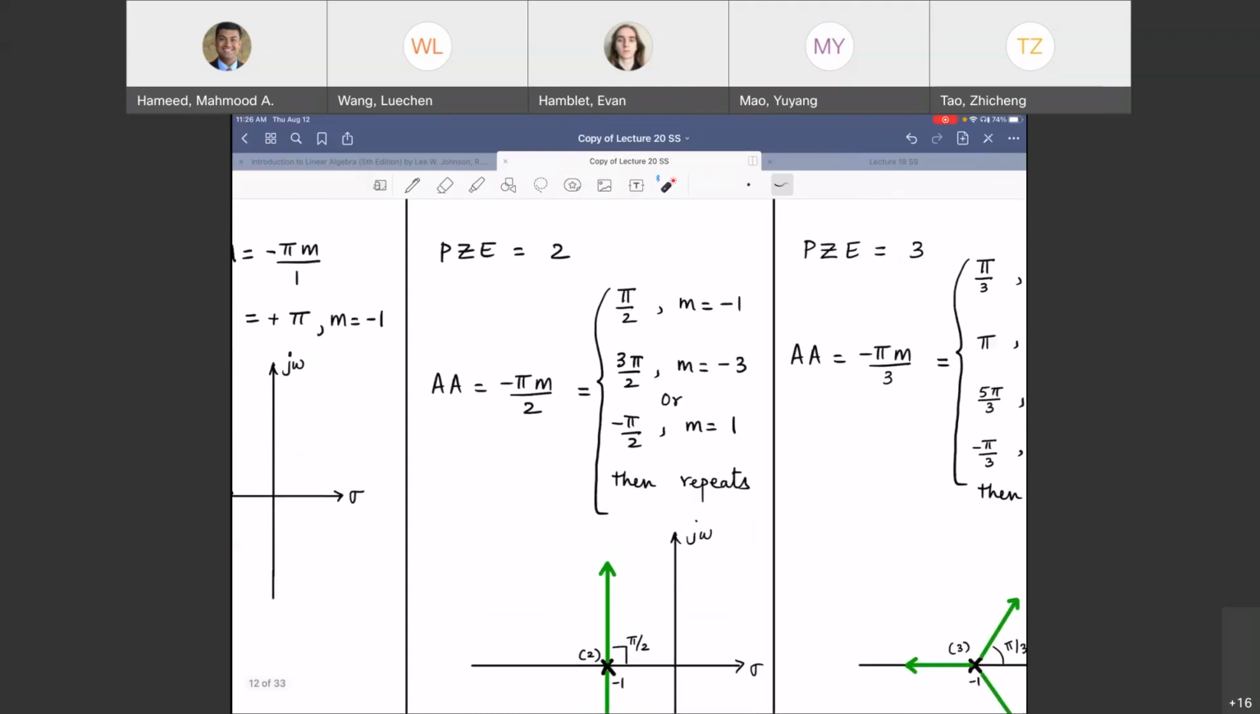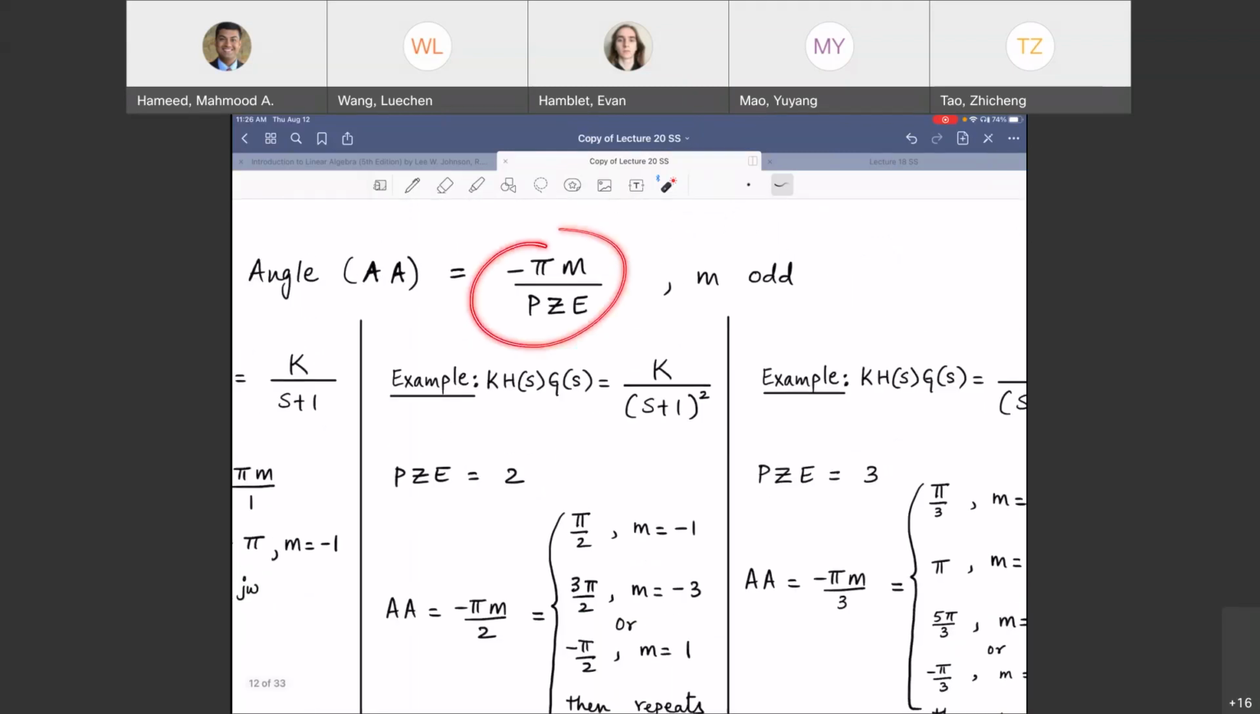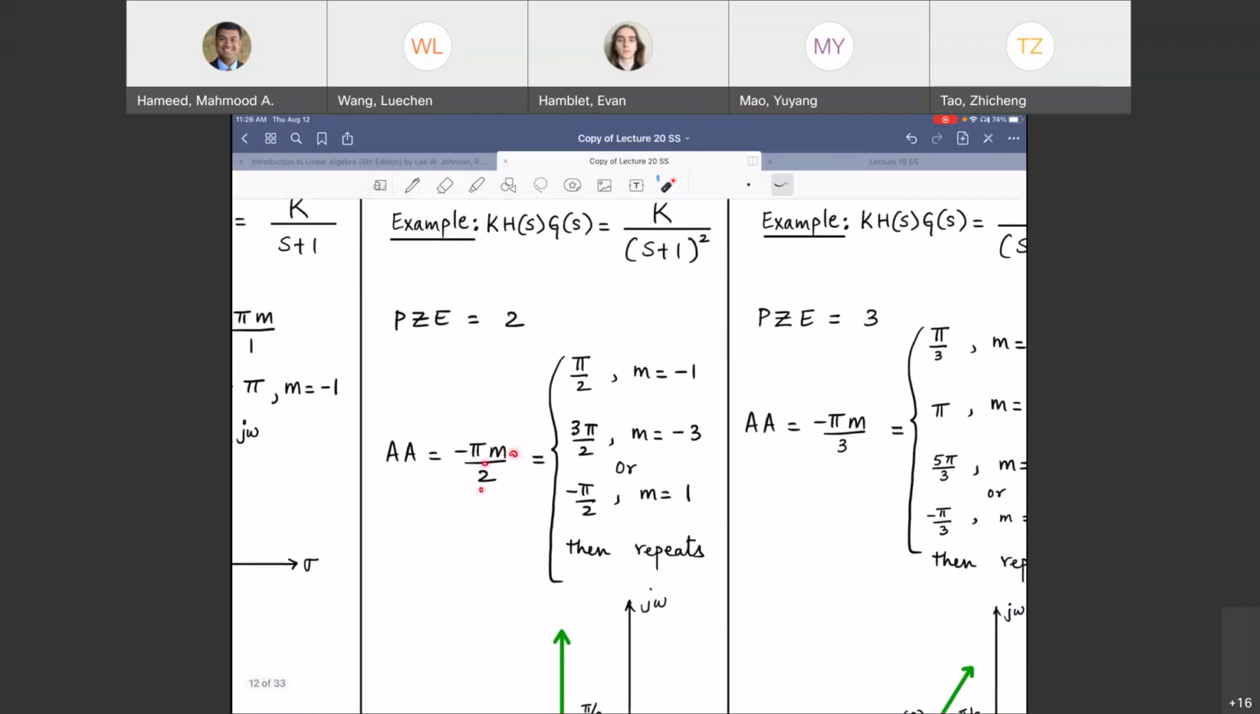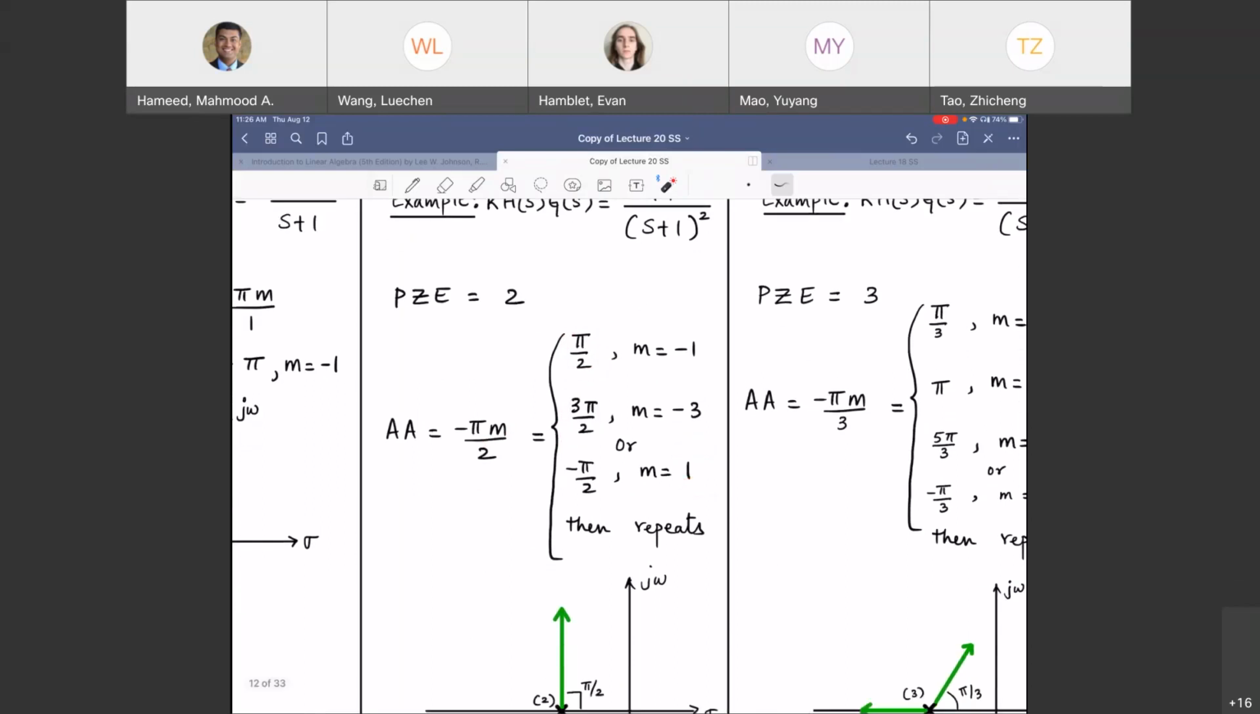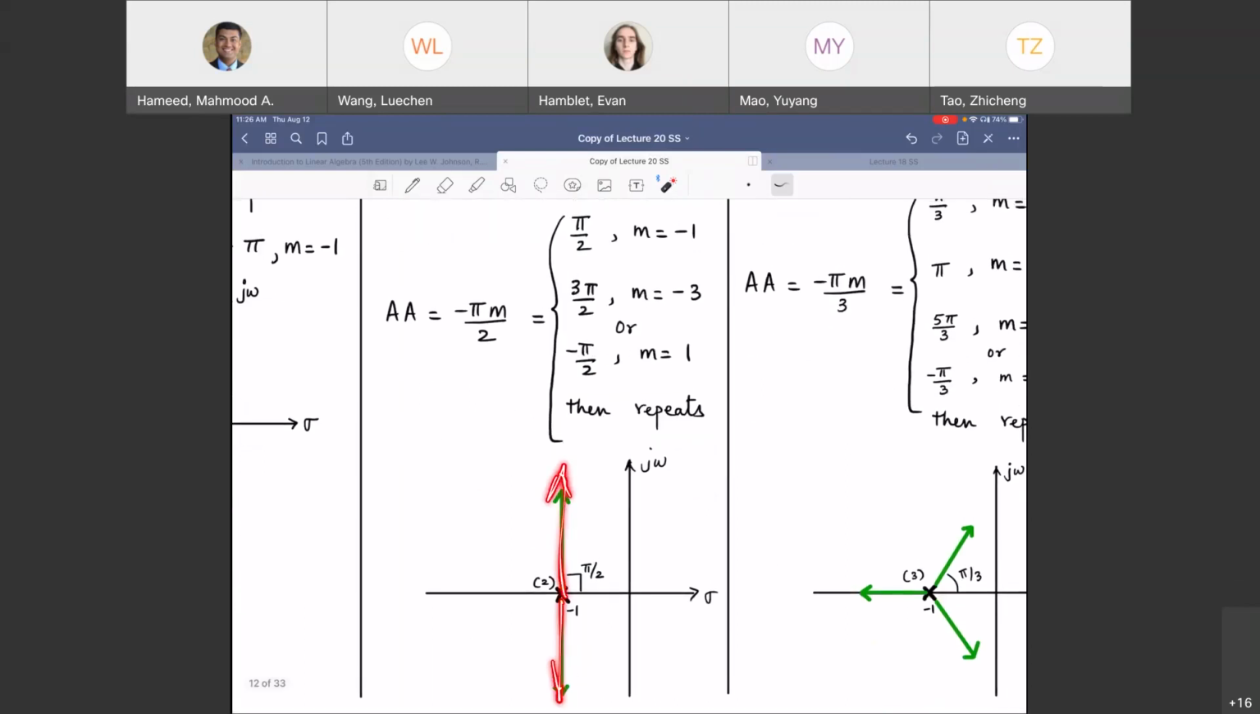Asymptote angles, using the formula over here, which is negative pi m divided by PZE, where PZE is 2. You just plug in m equal to -1, 1, -3. You just try to find out only the unique values of angles that you get. You will see that there are only two unique values, pi over 2 and 3 pi over 2, which is right here and right here. So these are two cases where the asymptotes are lining up with the root locus itself.